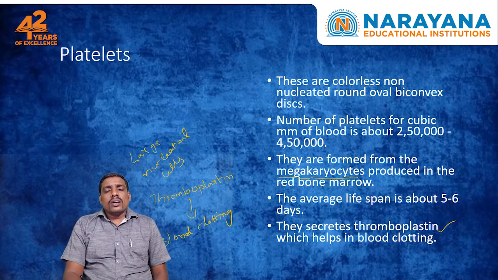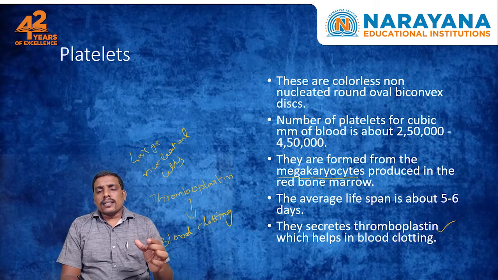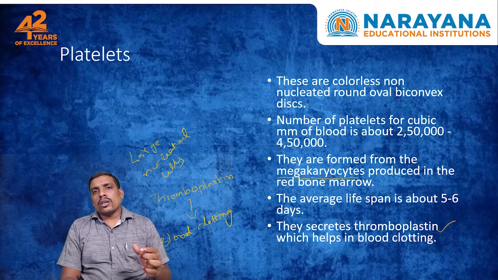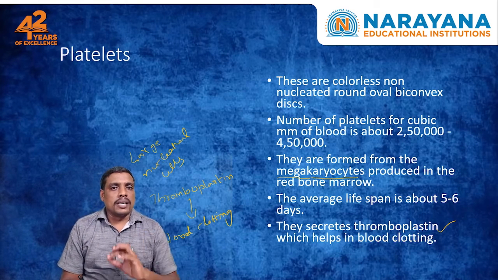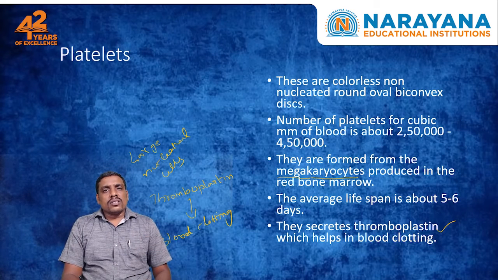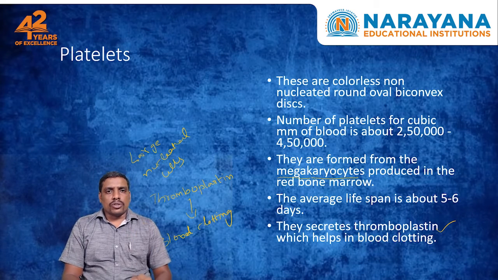Clear, students? This is about all types of blood corpuscles present in our body or appearing in the blood. Because of this reason, blood is called a fluid connective tissue.